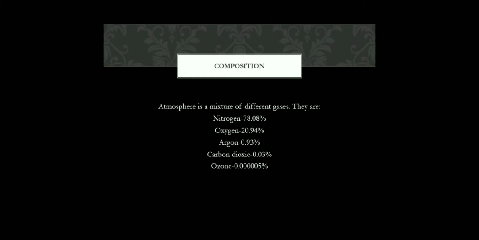Composition. The atmosphere is a mixture of different gases, dust particles, and water vapor. The important gases in the atmosphere are nitrogen 78.08%, oxygen 20.94%, and the remaining 1% consists of argon 0.93%, carbon dioxide 0.03%, ozone 0.0005%, etc.